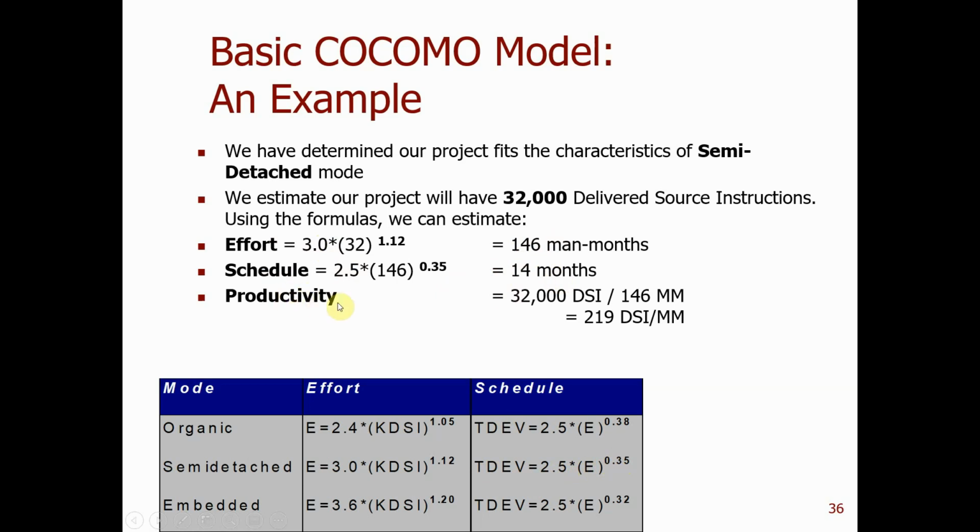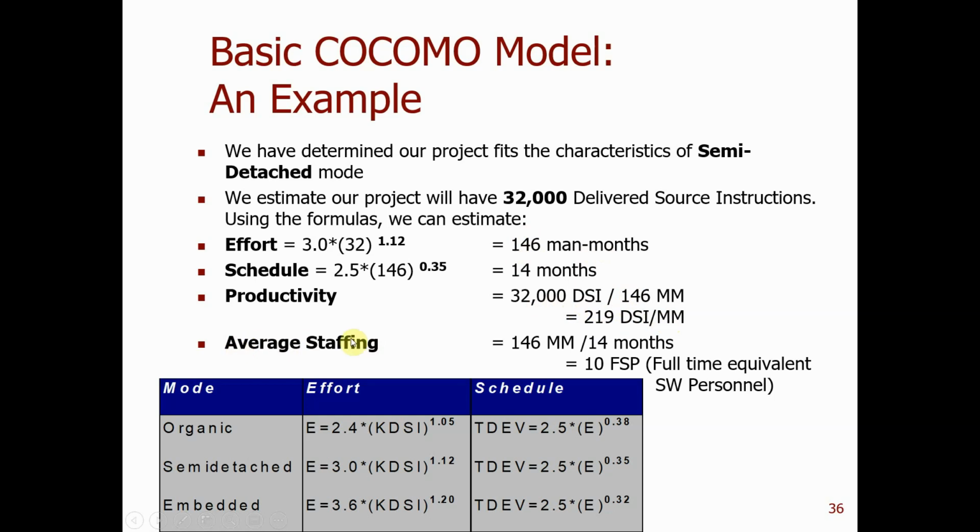Then we can further calculate the productivity for this kind of project: 32,000 DSI divided by the person months. The average productivity is 219 DSI per person month. Further, we can calculate the average staffing: 146 person months over 14 months. You need 10 FSP, full-time equivalent software engineers. So you need 10 people working full-time to finish the project in 14 months.